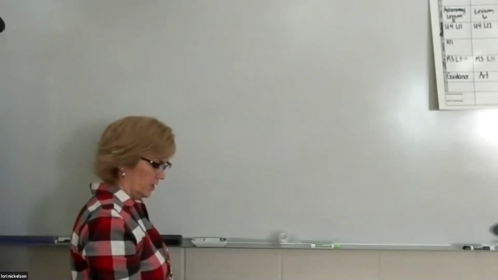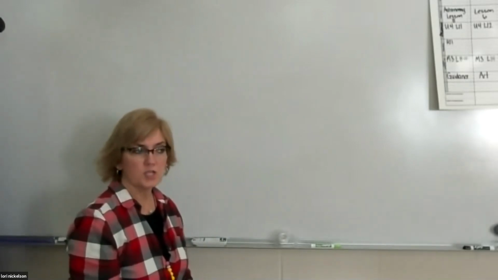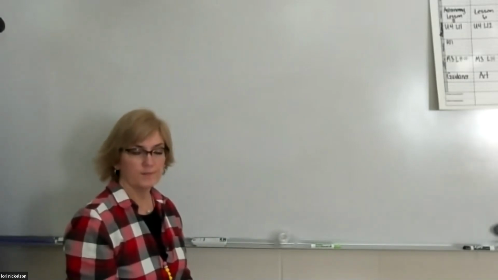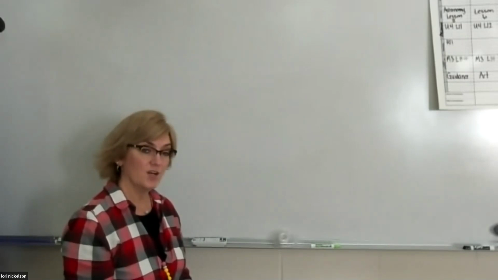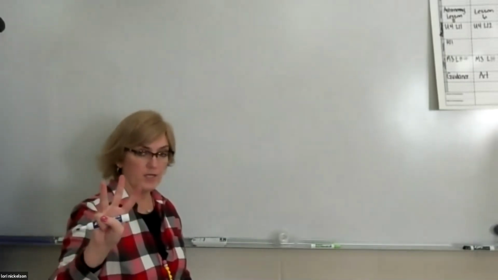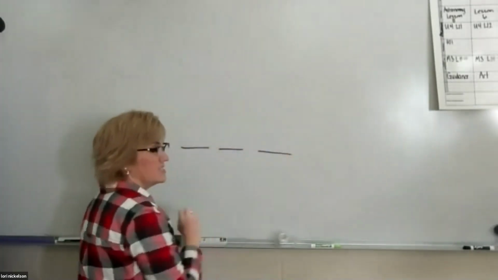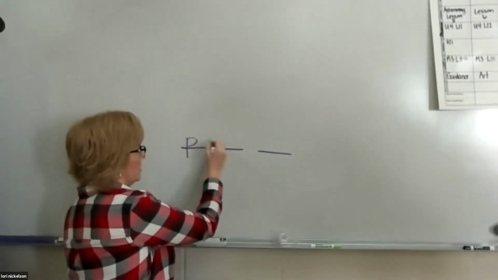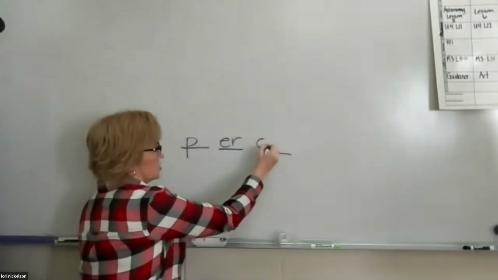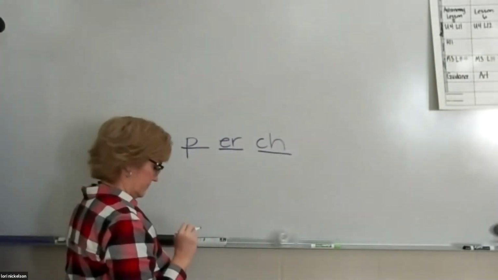Let's move to another one. Let's do the word perch. Perch. Say the word perch. Okay, now let's hear the sounds. P-er-ch. How many sounds? You hear 3 sounds, okay? So let's spell it. P-er-ch. Perch. Good.